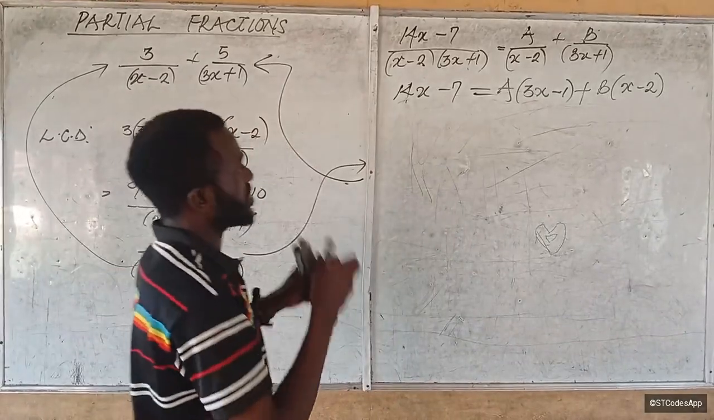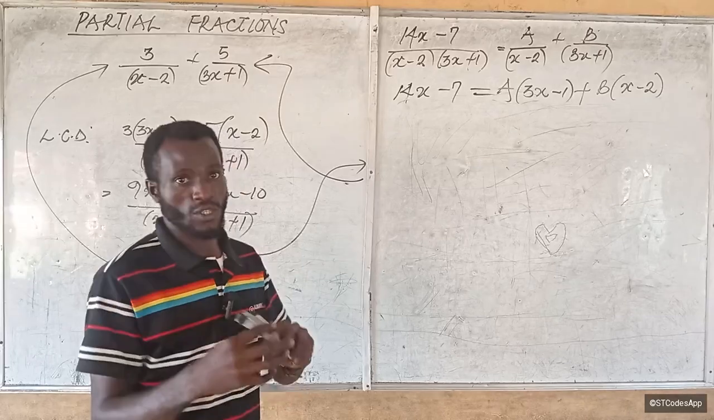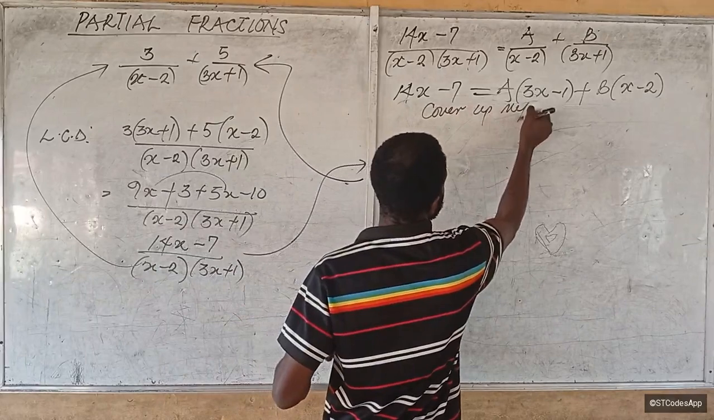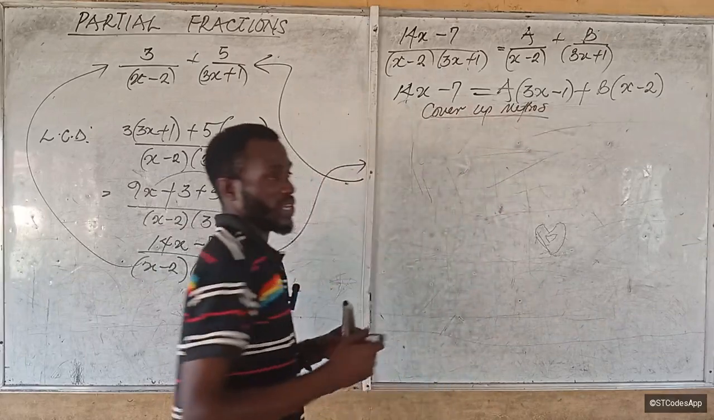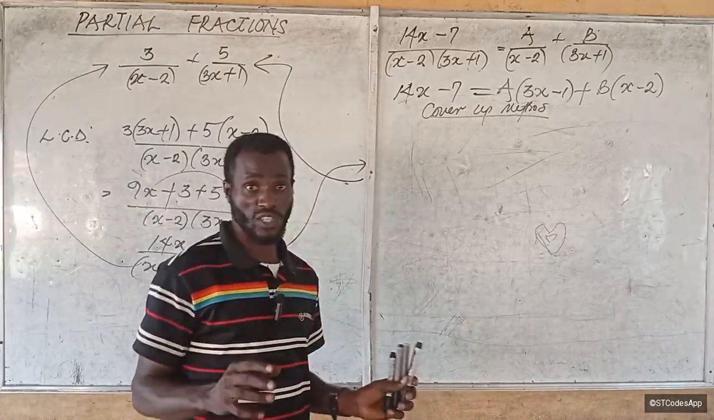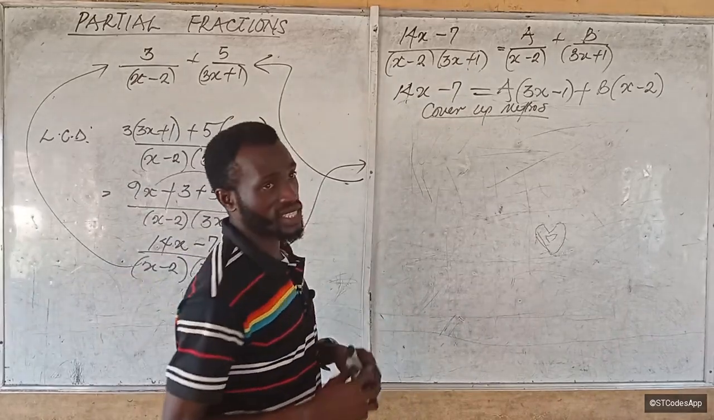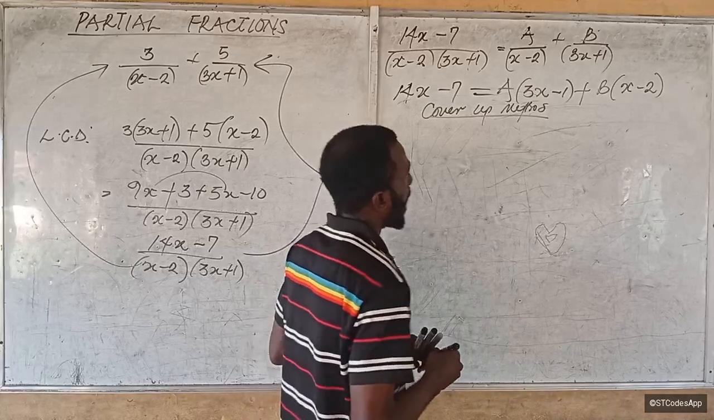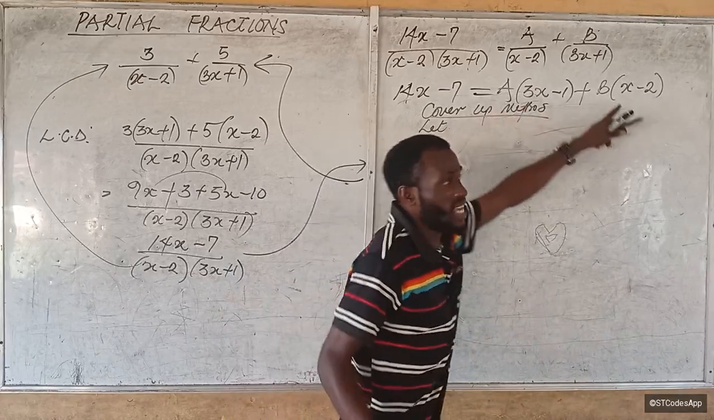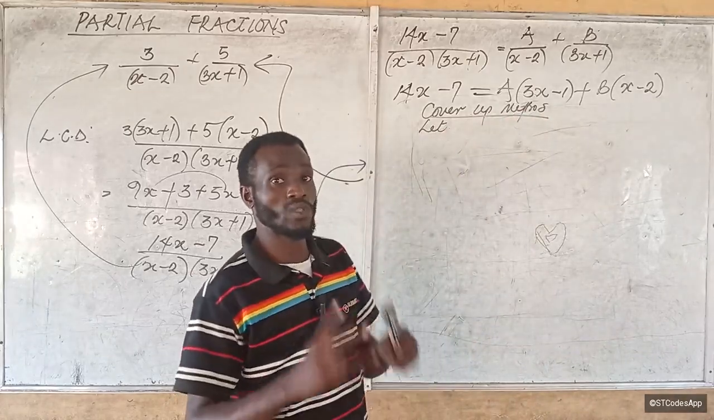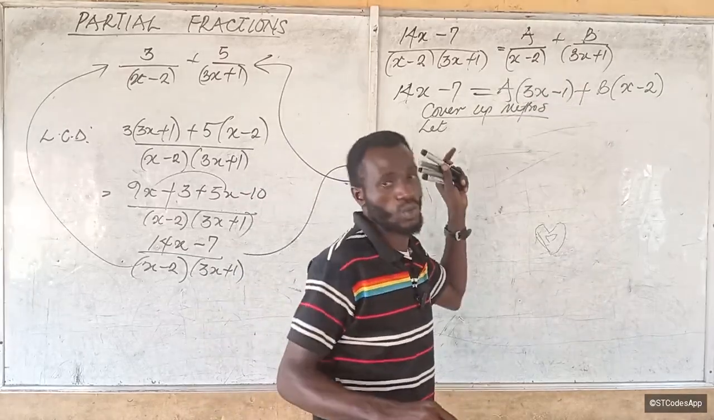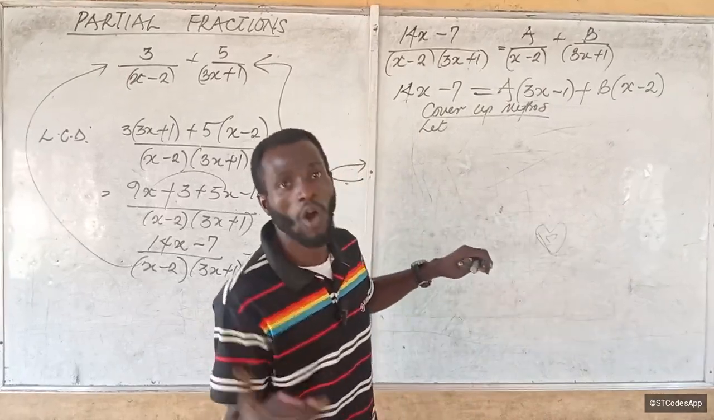Now, after this, there are two methods you can use. The first method is the cover-up method. The second method is comparing coefficients or equating coefficients, okay? Now, the cover-up technique is this. We have two unknowns here, a and b, and we cannot solve for two unknowns at a time in one equation. So we'll look for a way to eliminate one of them. So we say we are covering it up.